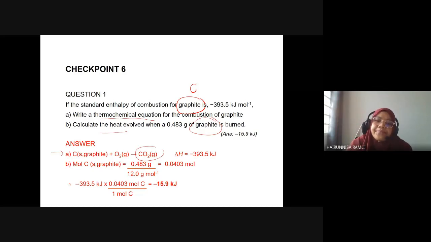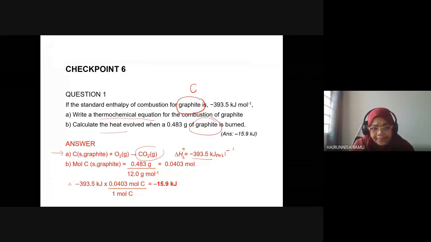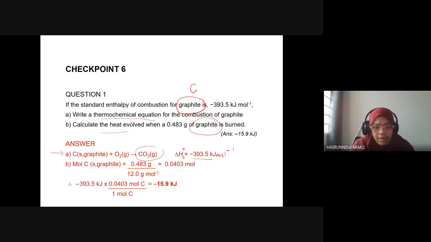Okay. Enthalpy, this is the value. Or basically maybe you can specify more. Here it is carbon, this is kilojoule per mole. Nicer that way. It does not mean you cannot just put kilojoule, you can. Okay, calculate the heat evolved when 0.483 gram of graphite is burned.